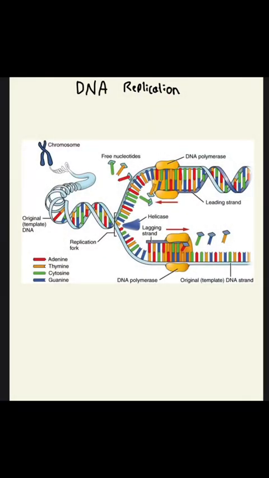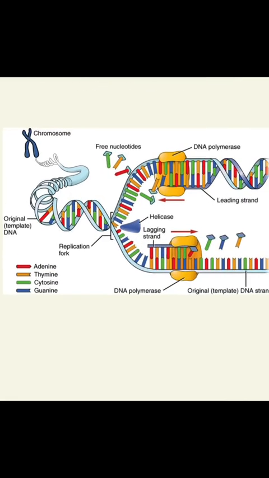DNA replication is the process by which a cell copies its DNA before cell division. It's described as semi-conservative, which means that each DNA molecule consists of one original strand and one newly synthesized strand. So this diagram here represents the process of DNA replication.